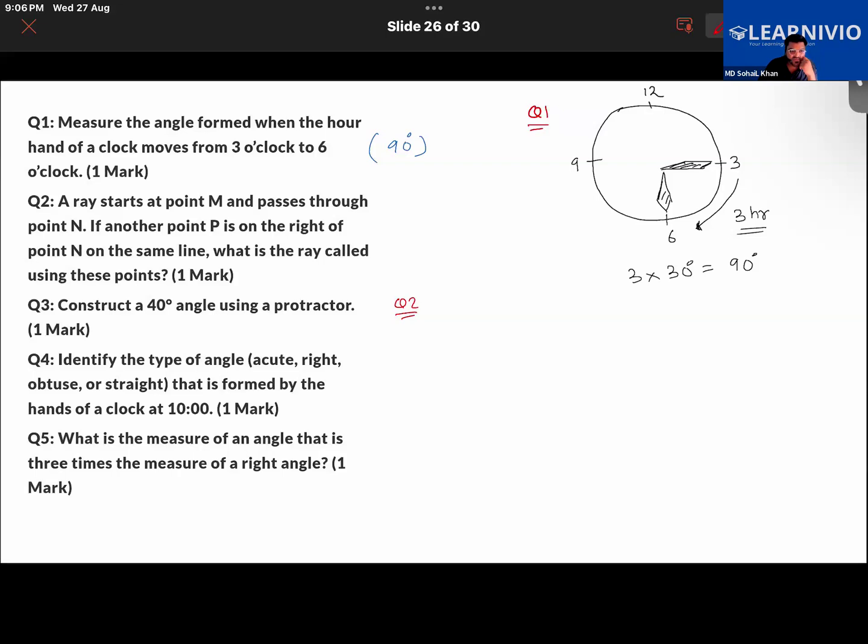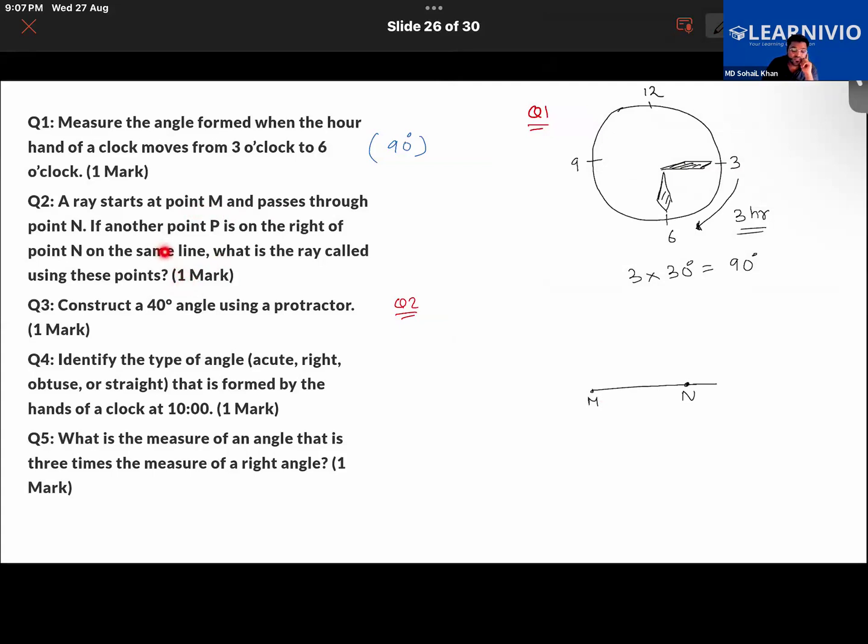Question number 2 is saying that a ray starts at point M. So first you will make point M. So the ray is starting at point M, the starting point of the ray. Then further it says that it passes through point N. So there's another point N through which it is passing. The question is asking what is the ray called using these points?